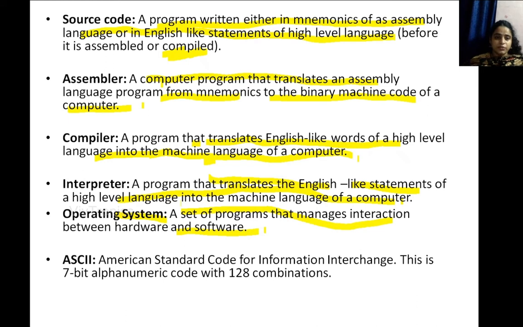Okay, and you have to know about ASCII code. ASCII means American Standard Code for Information Interchange. This is a standard code and we write all our information in ASCII code in 8086 programming. This is a 7-bit alphanumeric code with 128 combinations, and we'll see more about this ASCII code in string operations, and I am going to display a chart of ASCII codes.